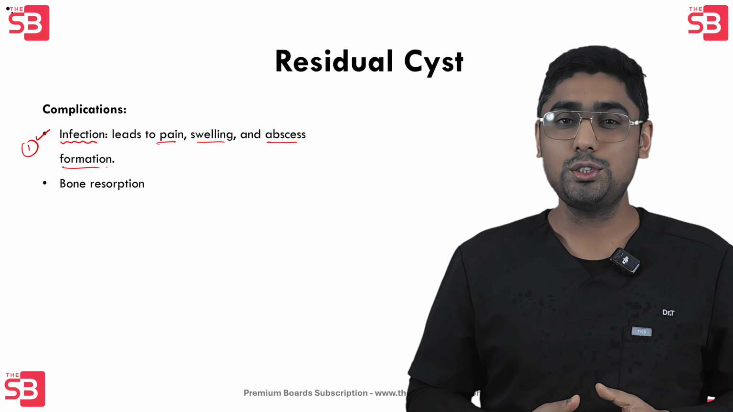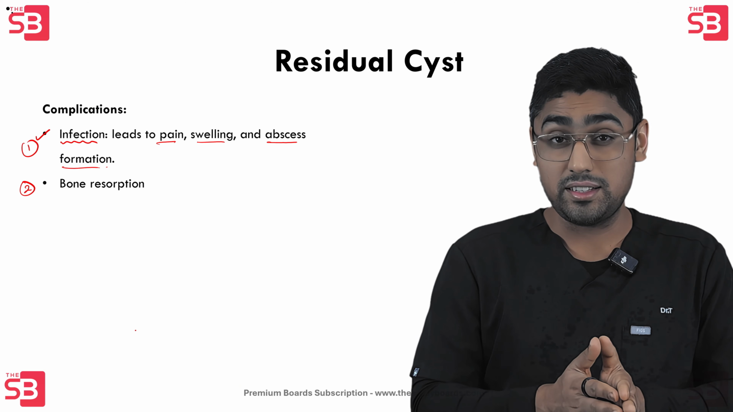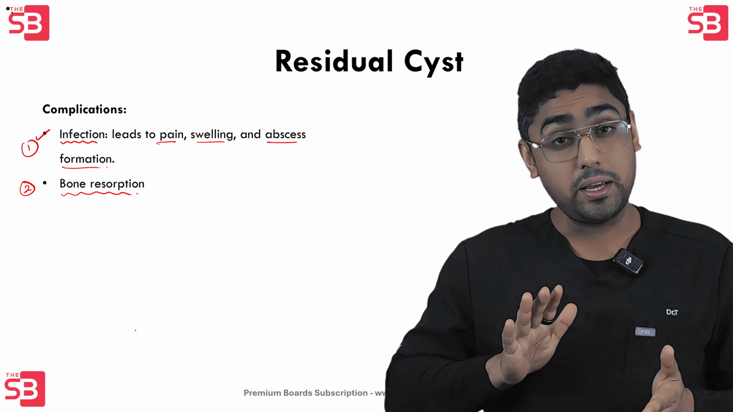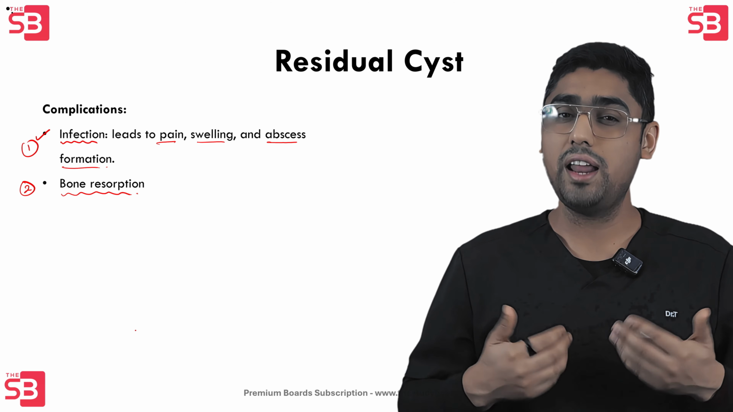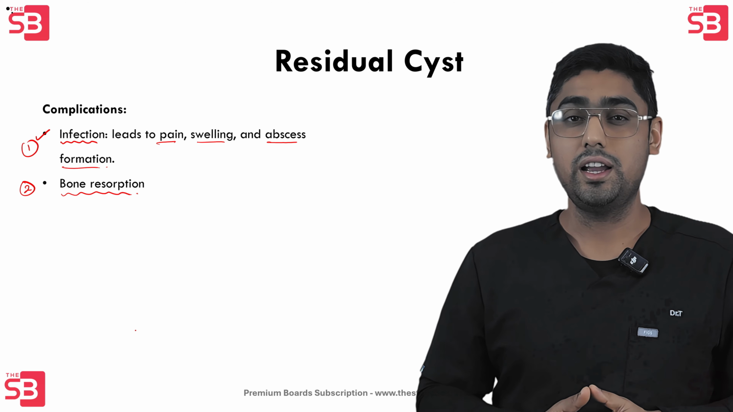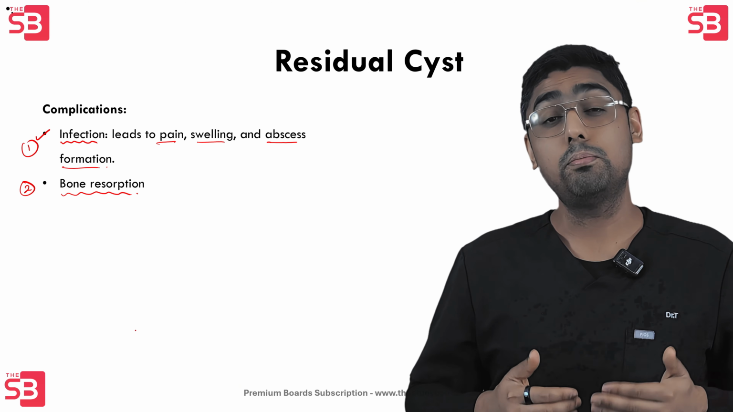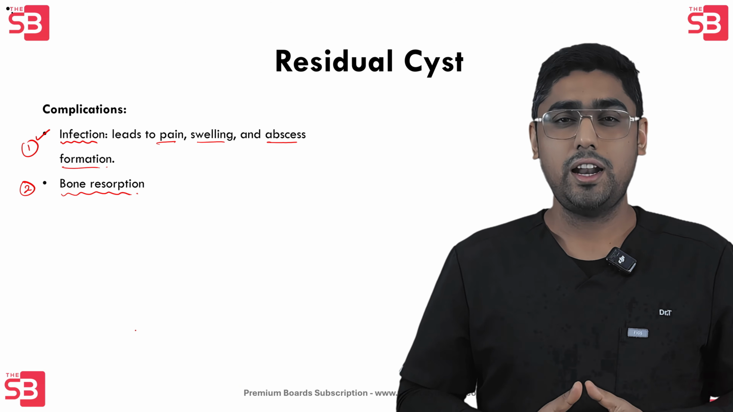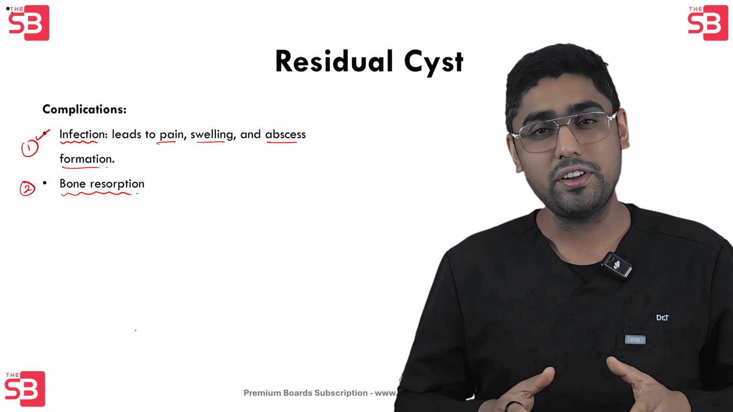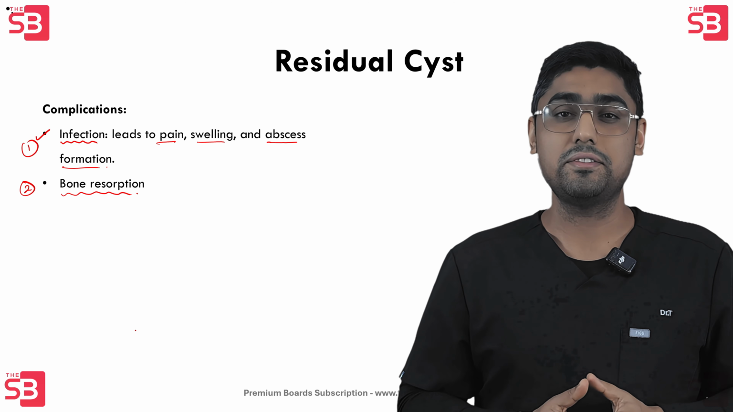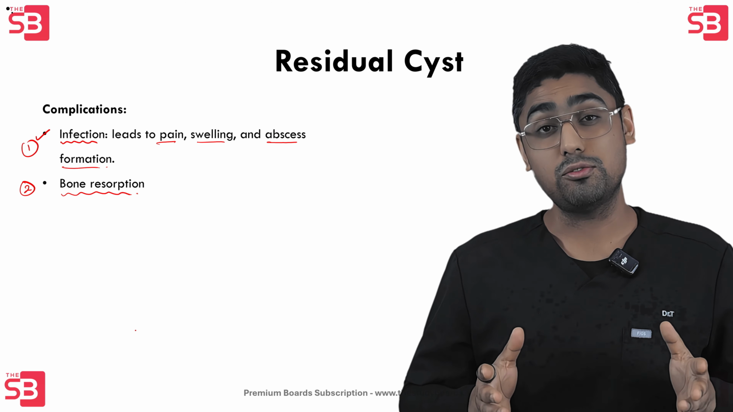The second complication is bone resorption, because as the cyst is enlarging, it is exerting pressure on the surrounding bone, which gradually causes its resorption. And over time, this can weaken the jawbone, making it more fragile and prone to structural compromise. And in more advanced cases, significant bone loss may require more extensive surgical management to restore both form and strength.